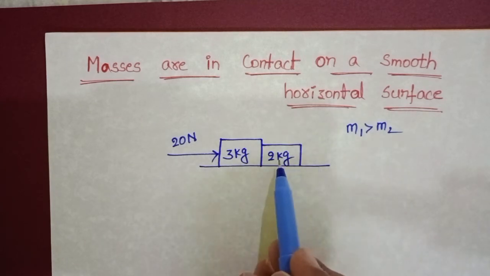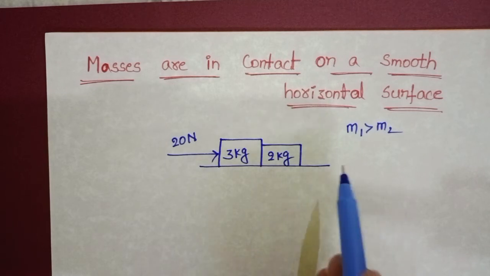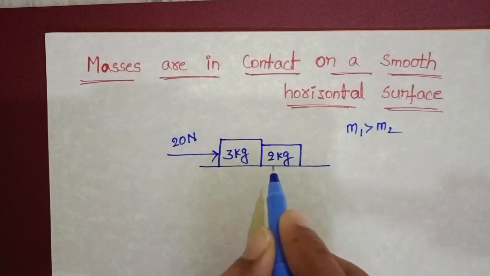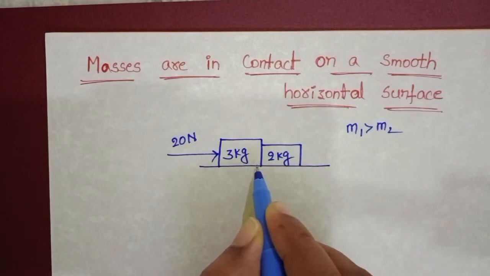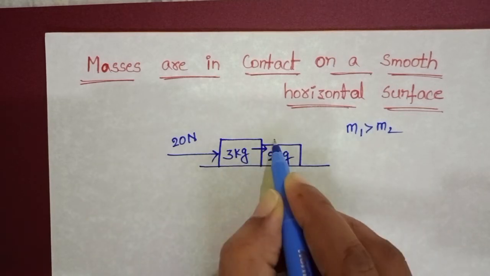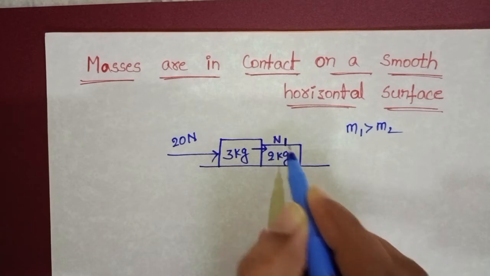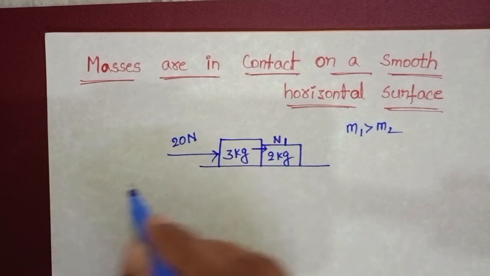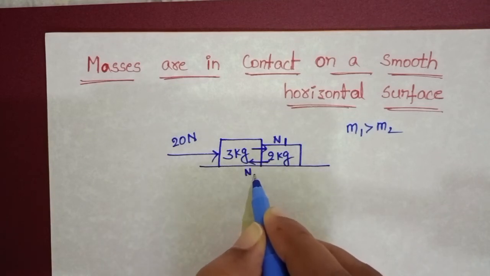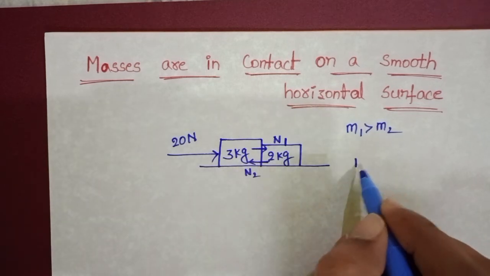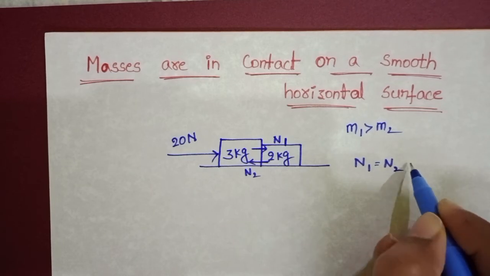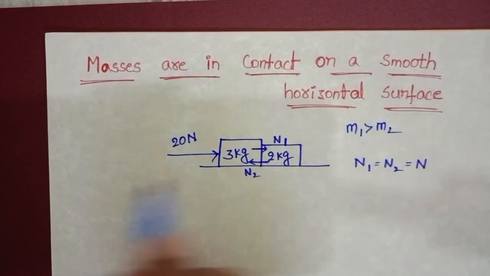At the same time, this 2 kg mass also exerts the same force in the opposite direction. So a contact force is developed between the 3 kg mass and the 2 kg mass. Let N1 be the contact force on 2 kg because of 3 kg. At the same time, 2 kg also exerts a contact force on 3 kg. But what about the magnitude of the contact force between these two masses? Same. N1 is equal to N2 is equal to N.